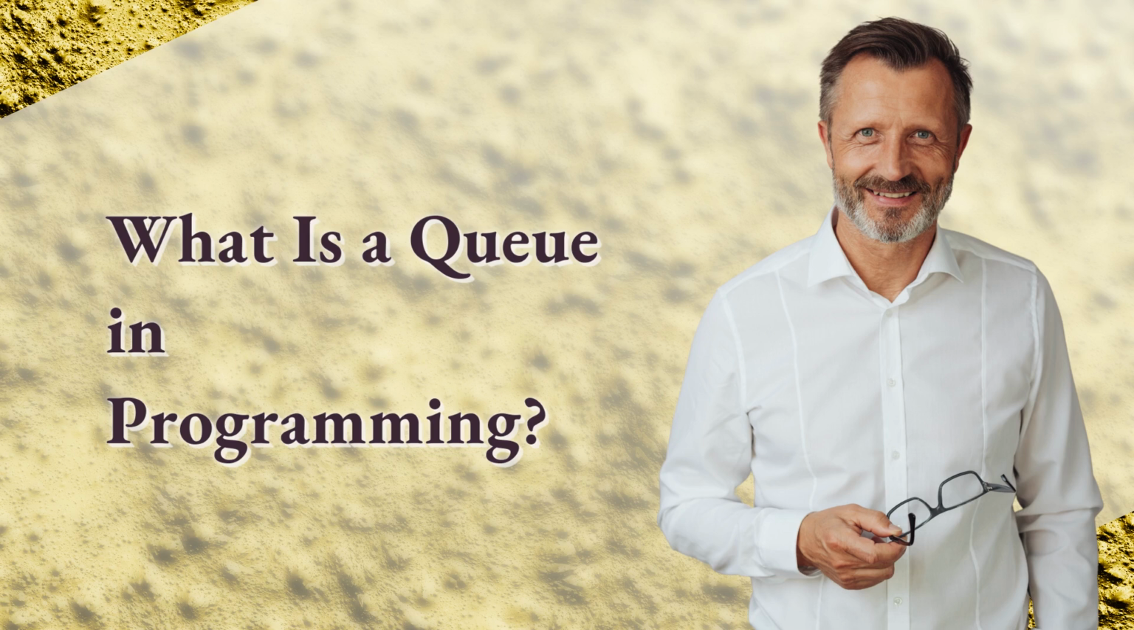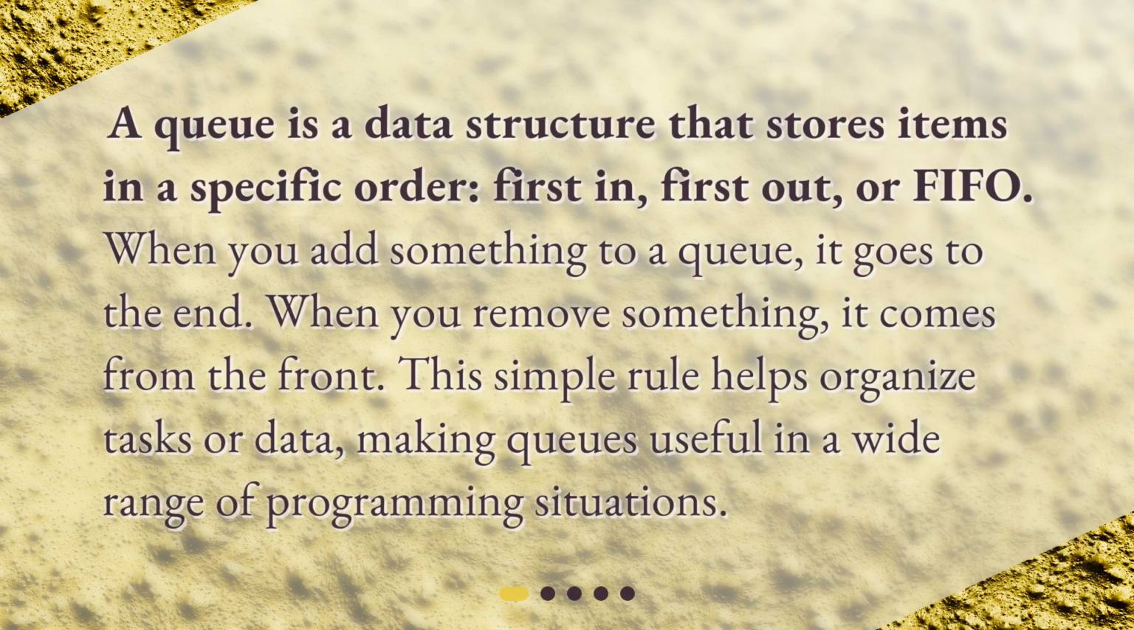What is a queue in programming? A queue is a data structure that stores items in a specific order, first in, first out, or FIFO. When you add something to a queue, it goes to the end. When you remove something, it comes from the front. This simple rule helps organize tasks or data, making queues useful in a wide range of programming situations.